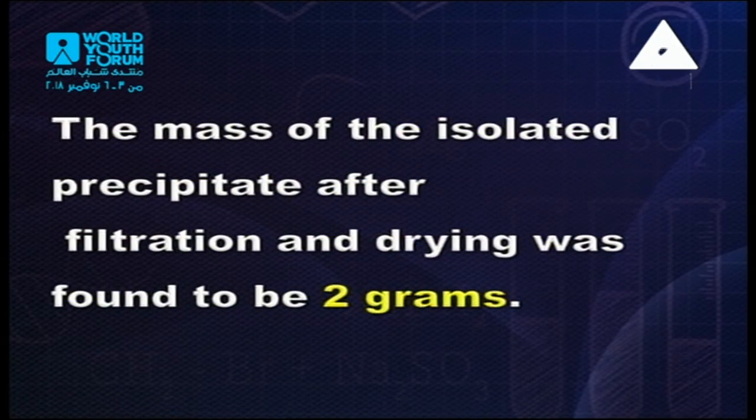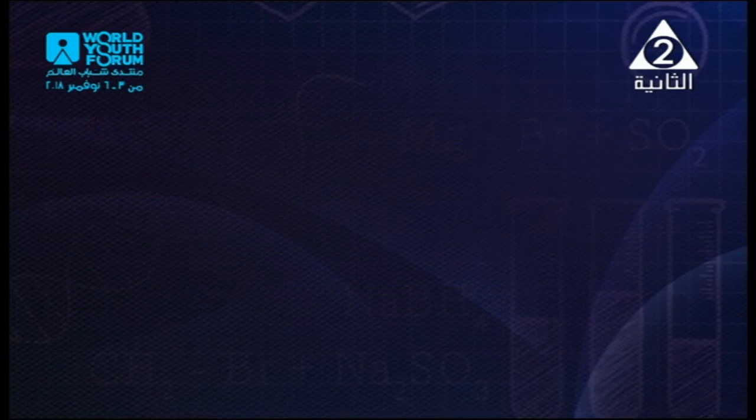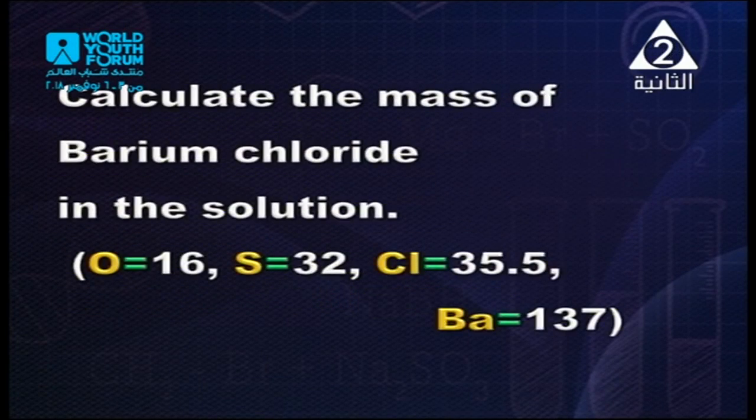How many grams? 2 grams. What else? You can say, calculate the mass of barium chloride in the solution. You must know the atomic masses: oxygen 16, sulfur 32, chlorine 35.5, barium 137. Now, this number, this precipitation, I'm sure.